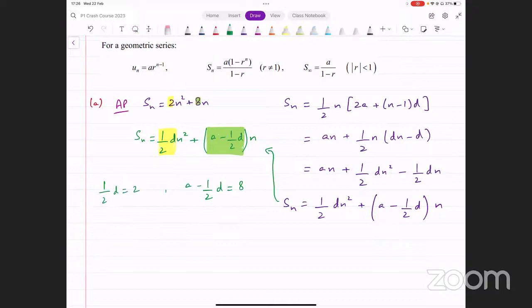What do we get from this? From the first equation, we're getting d equals 4. Now, once you have the value of d, all you have to do is input this in the other equation now. And that becomes a minus half into 4 equals 8, and that gives you a equal to 10. And these were the two values that we were looking for. The value of the first term and the common difference. The first term turns out to be 10, and the difference is 4.